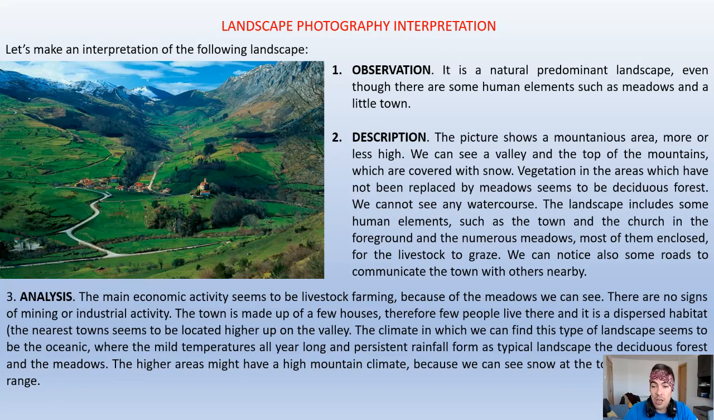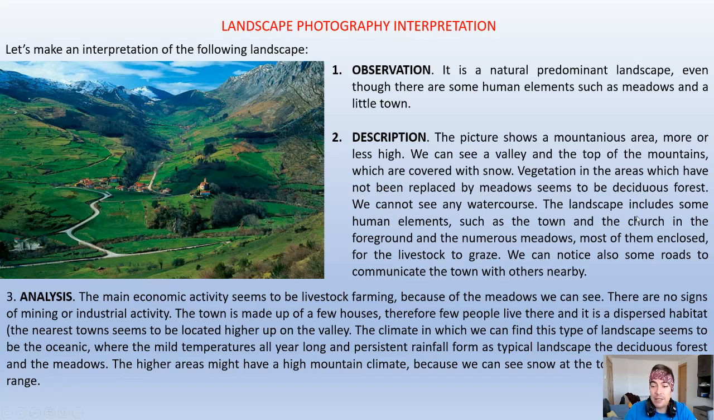Then the description. We have a mountainous area, more or less high, we can deduce. We can see a valley here and the top of the mountains which are covered with snow. The vegetation in the areas which have not been replaced by the meadows, for example these forests here, seem to be deciduous forests. They look like oaks, if I am correct. I cannot see it very precisely. We cannot see any water course here. There are no rivers or something similar, or they may be there, but we cannot appreciate them.